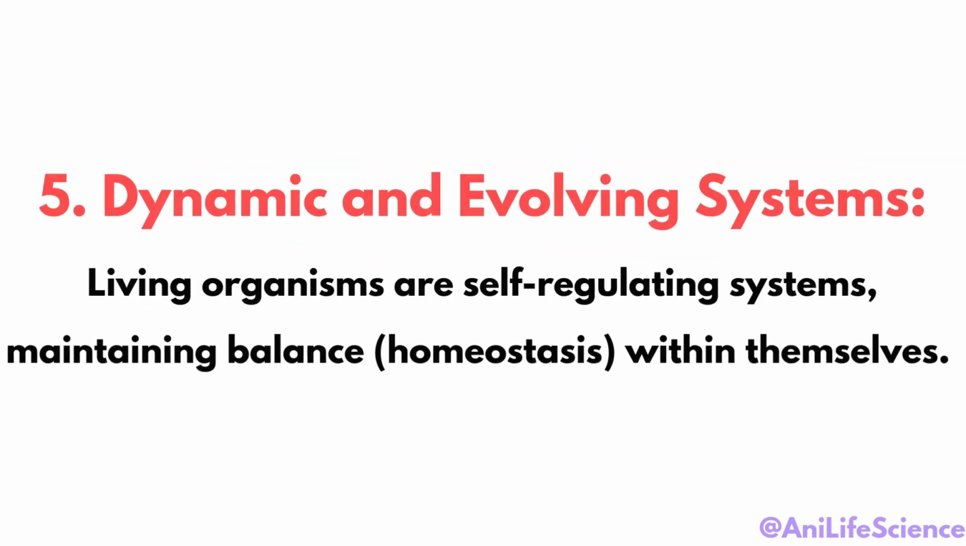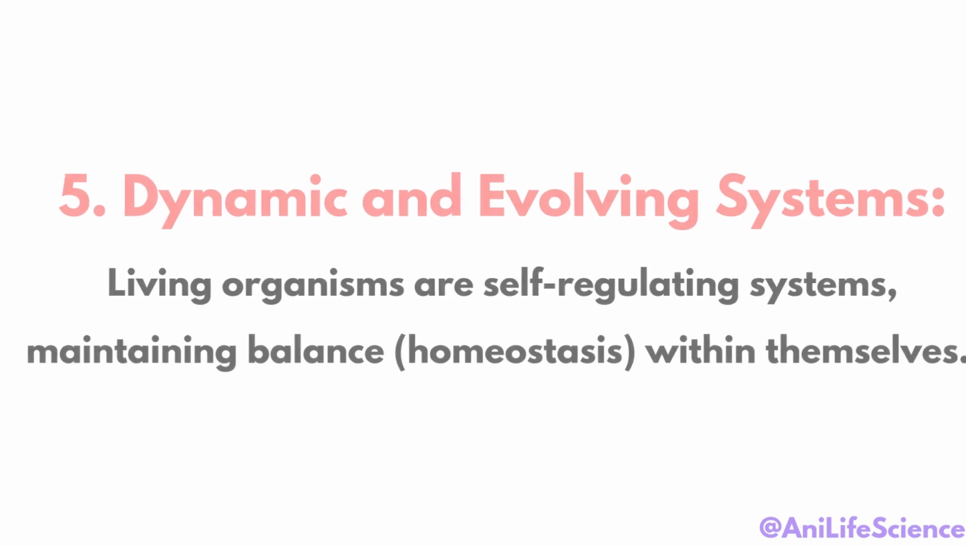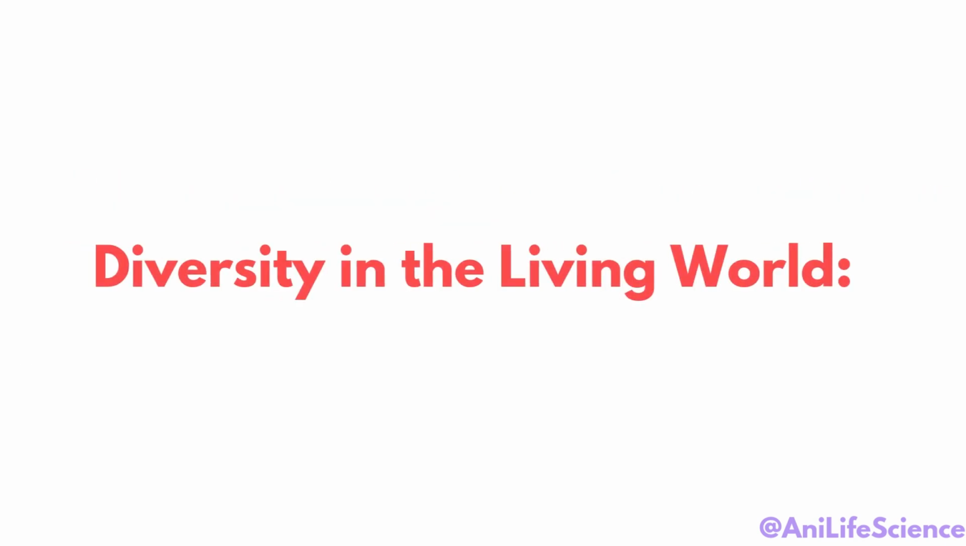Fifth, dynamic and evolving systems. Living organisms are self-regulating systems, maintaining balance within themselves. Over time, they evolve, adapting to their environments. This evolution is made possible by shared genetic material passed down through generations, linking all living organisms in the web of life. Diversity in the living world.